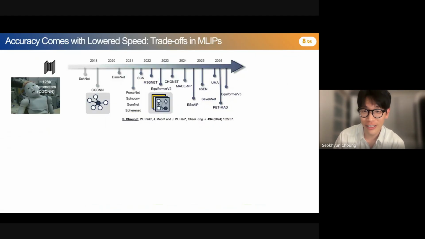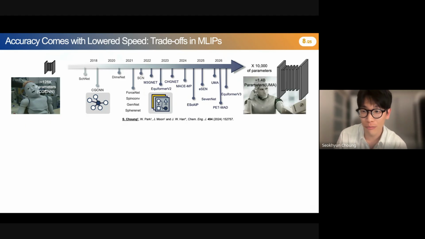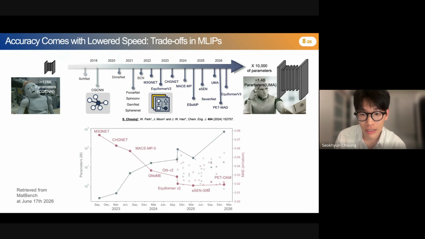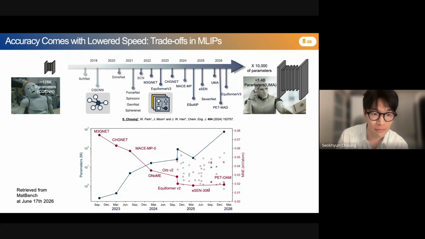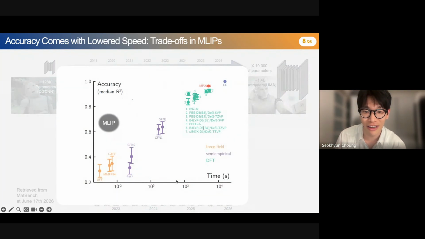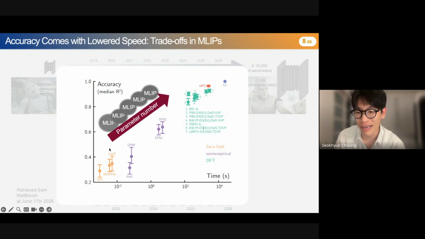However, now what we are witnessing is that from the small models like CGCNN 128K to now UMA at 1.4 billion parameters. So I took this plot from Materials Bench today early in the morning, and you can see the clear direction where as the parameter count is increasing, like this blue line, the accuracy is getting better and better. This clear tradeoff can also be seen in this plot, where the time it takes is becoming larger and larger as MLIPs are developing better and better.